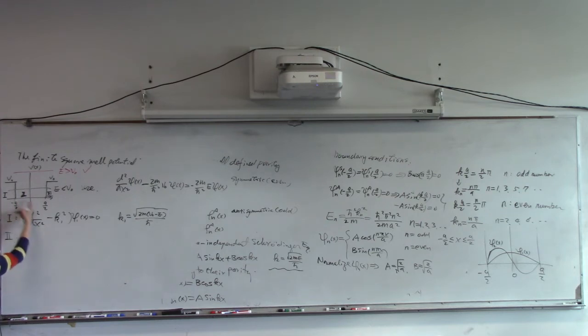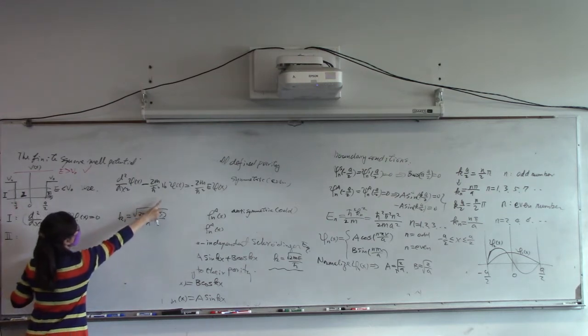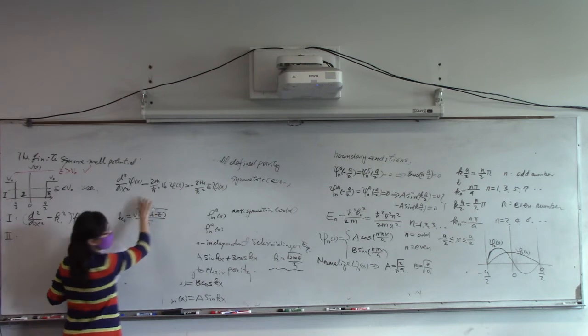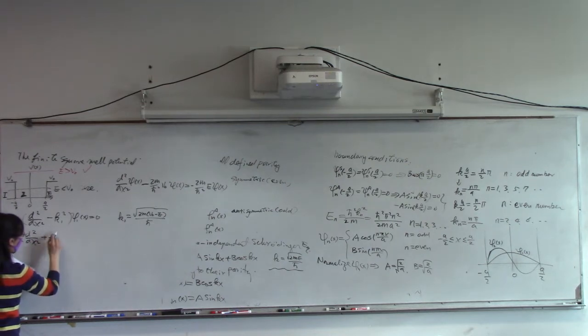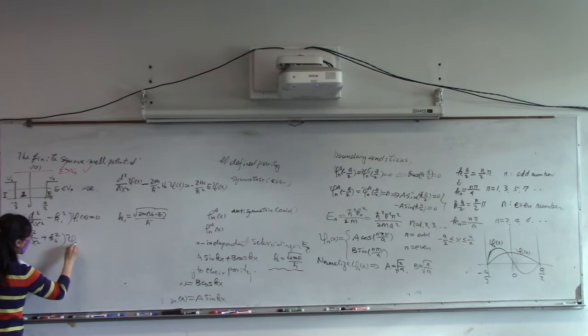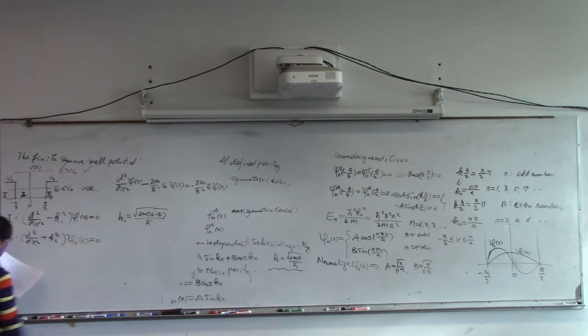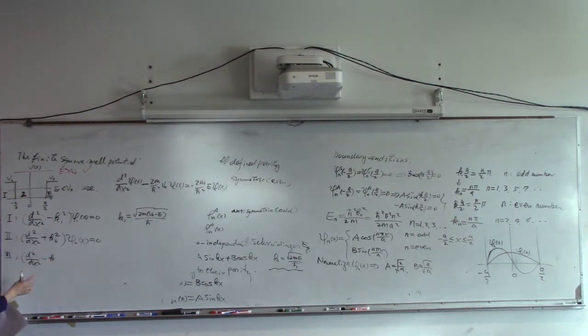For region 2, since this one is 0, when you put it here, it's positive, right? So region 2 is plus K2 squared psi 2(x) equal to 0. How about region 3? Same as region 1, right? So the equation has a minus here. Again, it's K1, right?